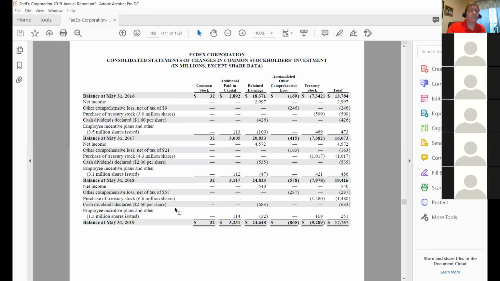Okay. Questions about this real life financial statement from FedEx.